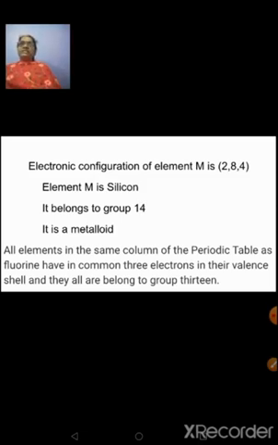All the other elements like fluorine, belonging to this particular series, have 3 electrons in their valence shell and they all belong to group number 13. Please make a note of such type of questions.